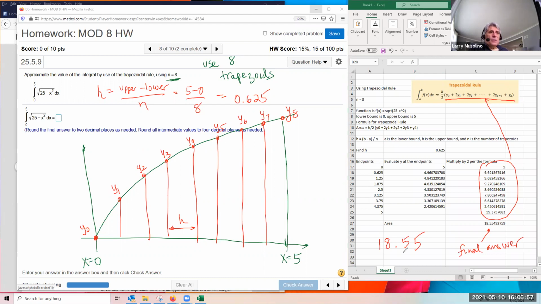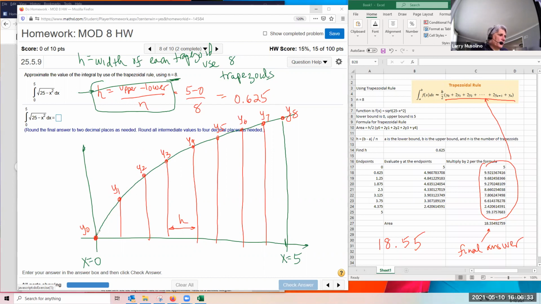Okay, so again, I'm using this trapezoid rule. I'm using Excel to speed up the calculations. But if you don't want to use Excel and you want to do this on your calculator or just using paper and pencil, of course you can do that. The idea is you find the width of each trapezoid. That's h. So remember, h is the width of each trapezoid. You can calculate h using this formula.